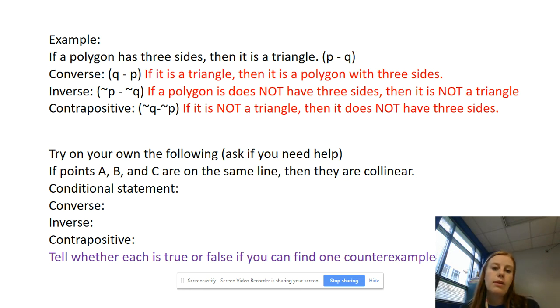After you're done with that, you need to analyze each statement. So we're not just writing statements to write statements. We want to look at if they are true or false. If you can find one example of where it is false, then it is false. So just write true or false. Some of them may all be true. Some of them may all be false. Look at each one separately. And if you can come up with one example where it's not true, then it is not true.